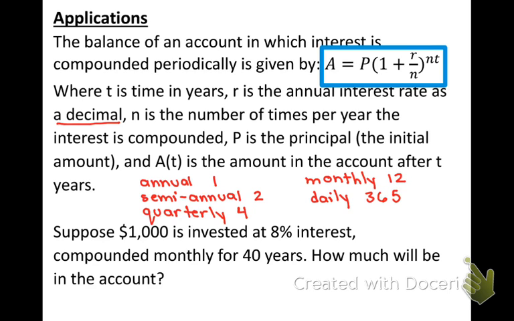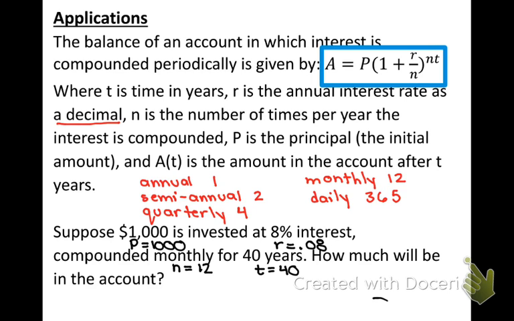In this particular problem, it says, suppose $1,000 is invested at 8% interest, compounded monthly for 40 years. How much will be in the account? So, right here, 1,000 is that initial amount of money I invested, so P is going to equal 1,000. My interest rate's 8%, but remember I have to write it as a decimal, so my r value is going to be 0.08. And it's compounded monthly. Monthly means that it's going to happen 12 times a year, so n equals 12. And this is going to happen for 40 years, so t equals 40.